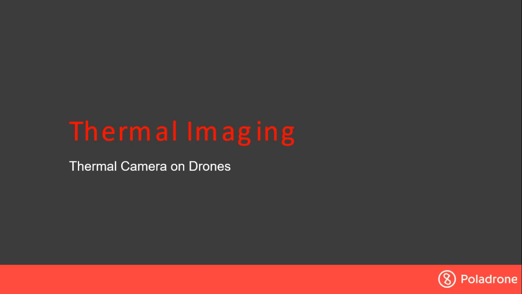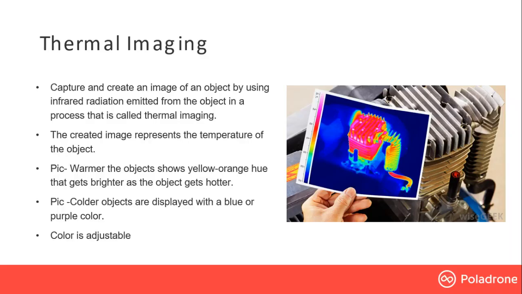So let's start with what thermal imaging is. Basically, thermal imaging captures and creates an image of an object by using the infrared radiation emitted from an object. As you can see in the pictures, the created image represents the temperature of the object. As a common use, the warmer parts of the object will be shown in yellow, red or orange colors, and the cooler parts will be displayed in blue or purple. This is the common industry use. However, the color is adjustable, depending on your device.